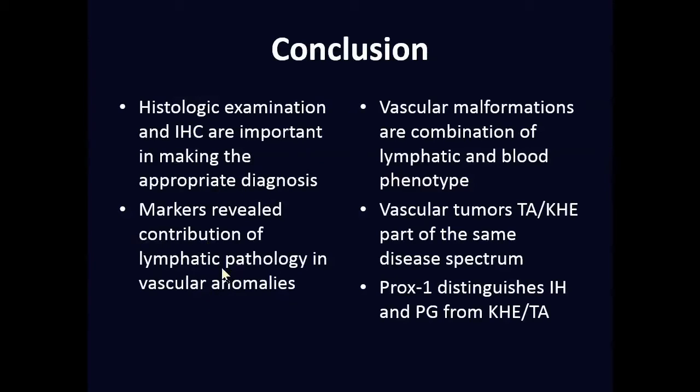And I hope that I showed the contribution of lymphatic pathology in vascular anomalies. And I think our study, which is not yet published, shows that vascular malformations are really truly a combination of both lymphatic and blood phenotype problem. And that, as published, vascular tumors, TA and KHE, tufted angioma and kaposiform hemangioendothelioma, are part of the same disease spectrum, and PROX1 can be helpful in resolving the differential diagnosis.